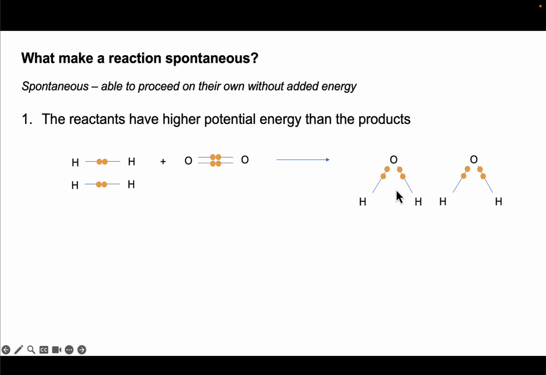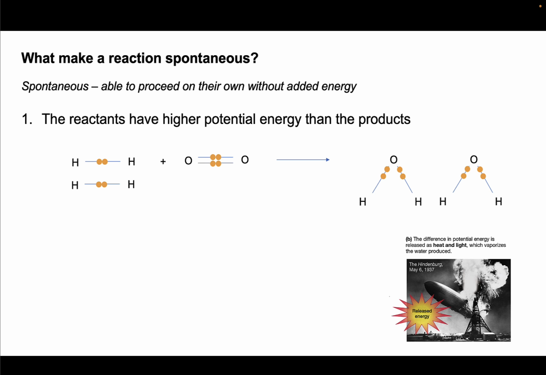But as these are converted to water, the electrons are now shared unevenly. And so oxygen has more pull on these electrons, and these are going to be shorter, stronger bonds. So in this example, the reactants over here have higher potential energy than the products. And this reaction is spontaneous, and if it was in a test tube, it would release energy.